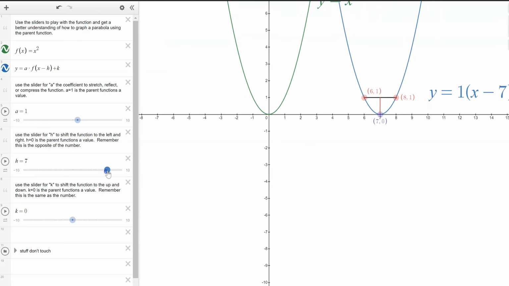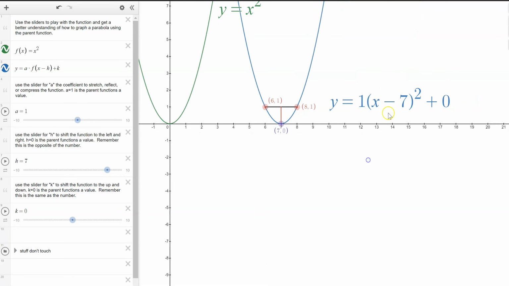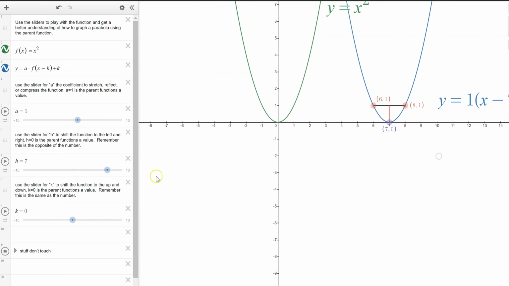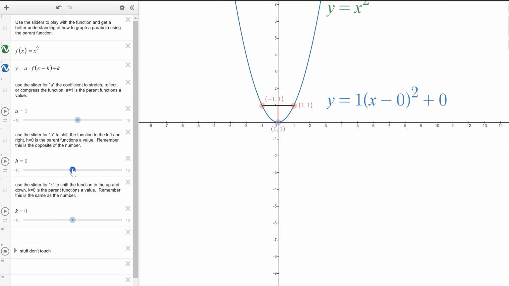And if we have a positive 7 right here, then that means we have a minus 7 inside. So there we go. So that's what happens with that h. Now the k is the number being added up. These are the only 3 numbers that we use to modify our graphs.